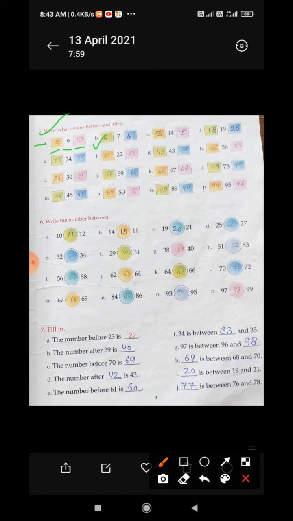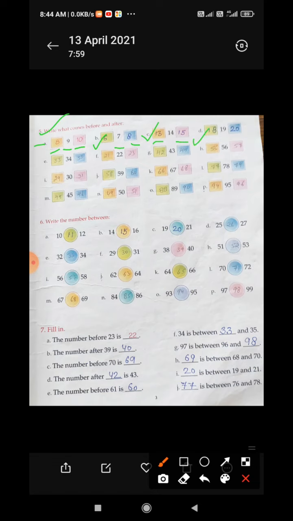Now B part, 7 is given. Write before 7 is 6. Now write after 7, 8. Now C part, before 14 you write here 13. After 14 write here 15.